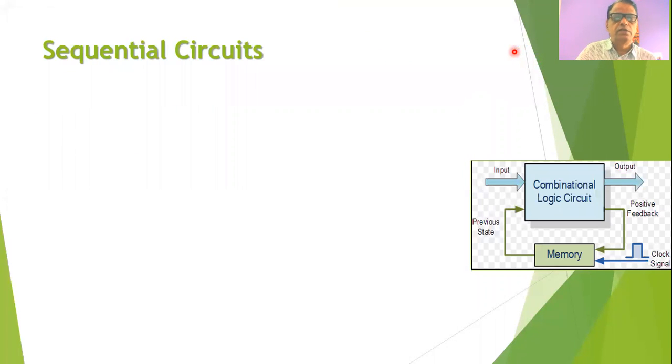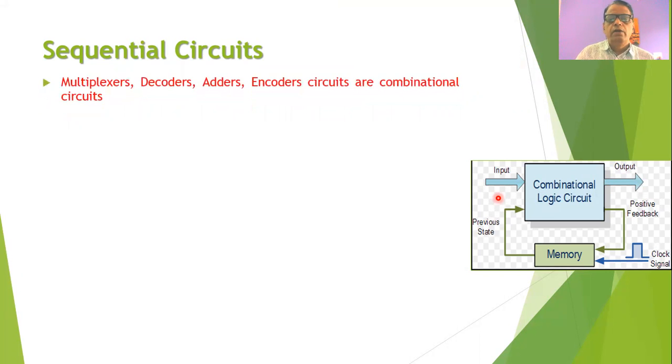So we will start the session with what we mean by sequential circuits. Now earlier we have discussed combinational circuits, and in the case of a combinational circuit, the output will depend only upon the input that is present. There are different combinational circuits such as multiplexers, demultiplexers, encoders, decoders, adders, and subtractors. All these are combinational circuits. And in the case of these circuits, we have observed that the output of the circuit will only depend upon the input that is present in the circuit.